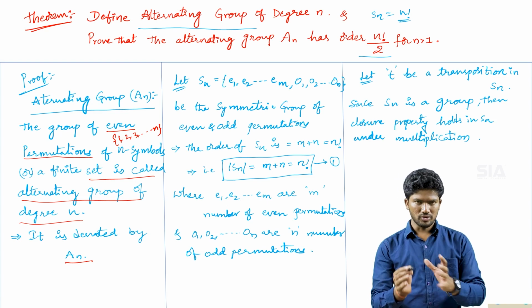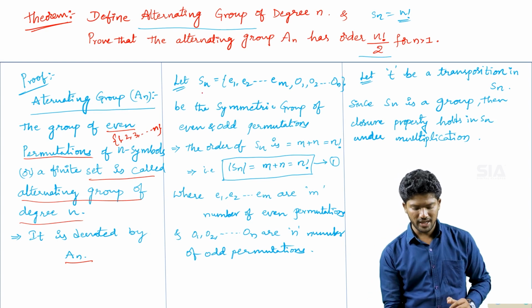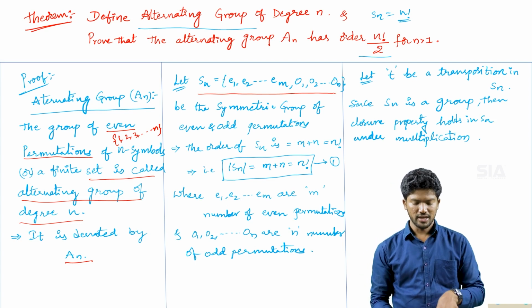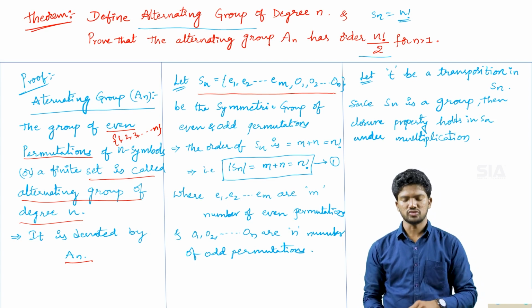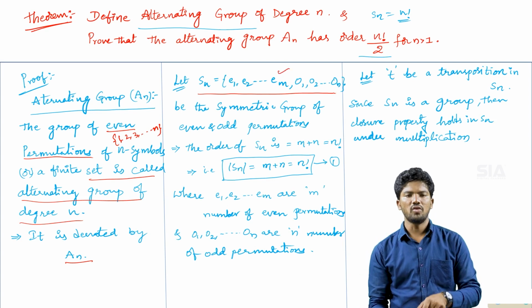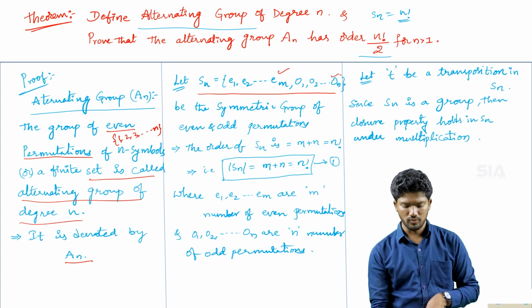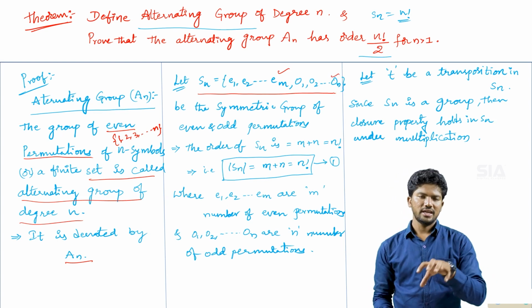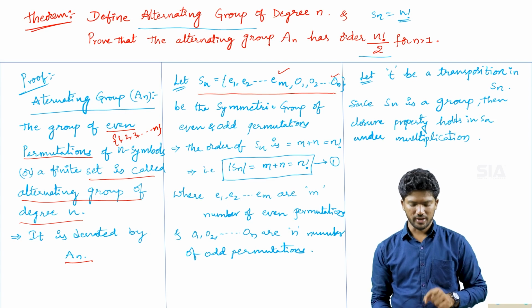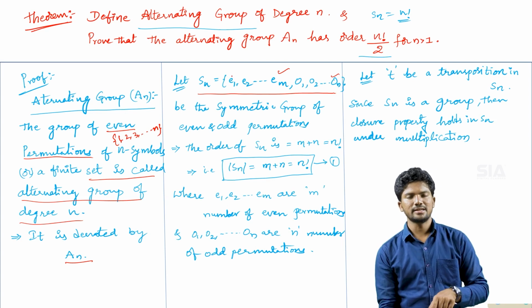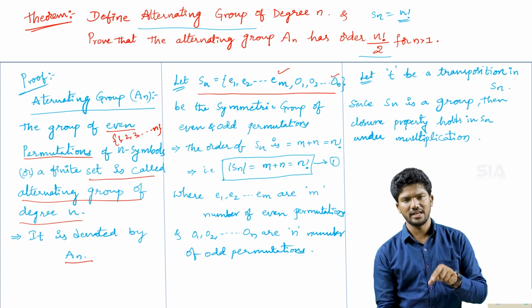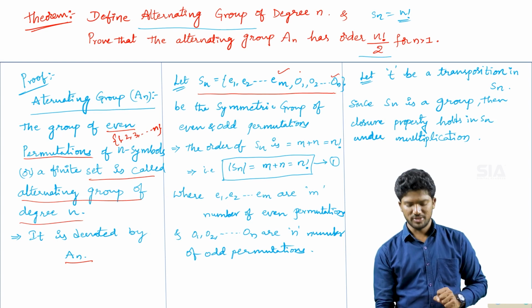So to prove that for the alternating group, we have to take the symmetric group. Let S suffix n be equal to small e1, e2 up to so on e suffix m, o1, o2 up to so on o suffix n, be the symmetric group of even and odd permutations. Okay, so here e is nothing but even, not an identity element. e represents even permutations, and here o represents odd permutations.